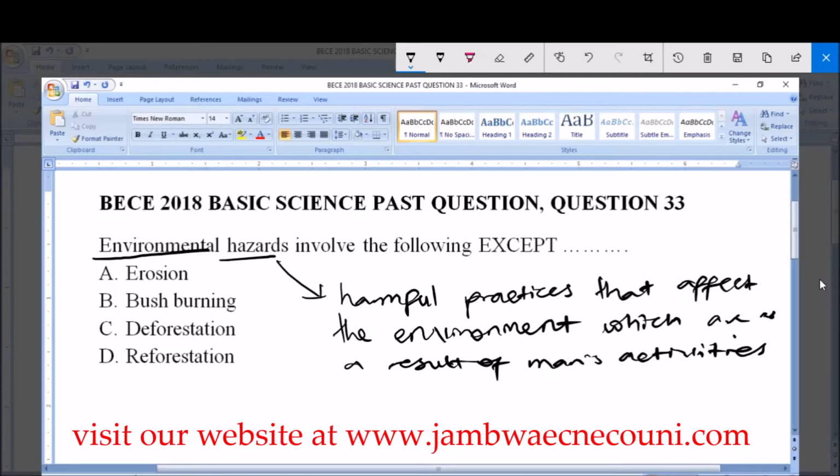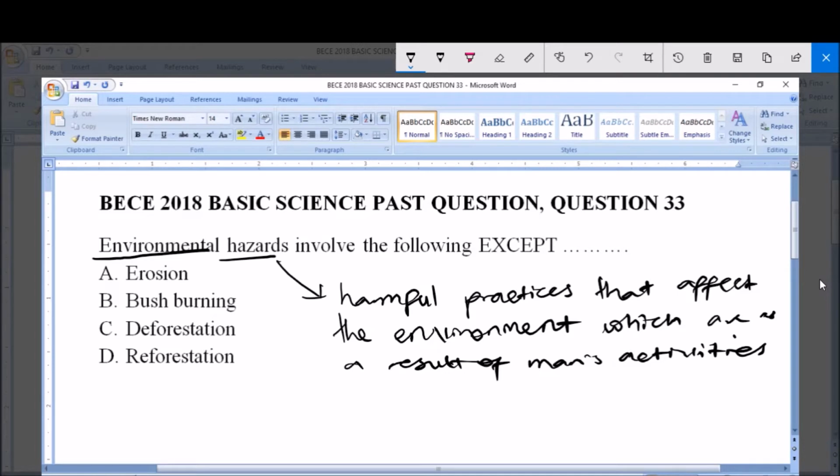So now, these practices are actually harmful. They affect the environment, and that's why I refer to them as environmental hazards, because they cause damage to the environment. But the question says environmental hazards involve the following except, that is, which of these is not an environmental hazard? When you see the word except, it simply means the negation. That's the negative of your question. So now, which of these is not an environmental hazard?